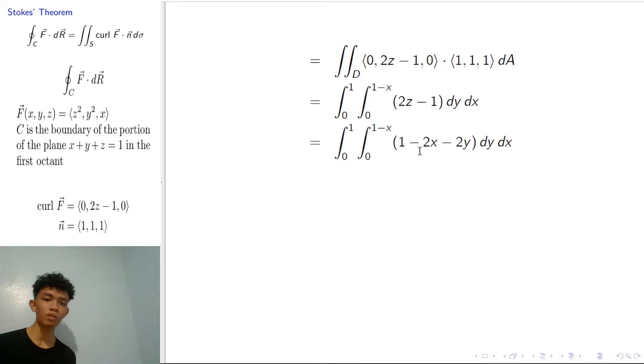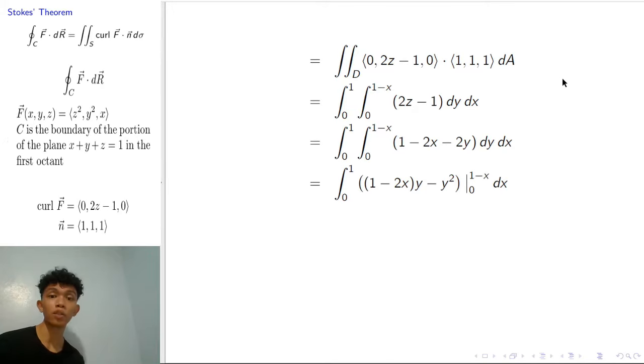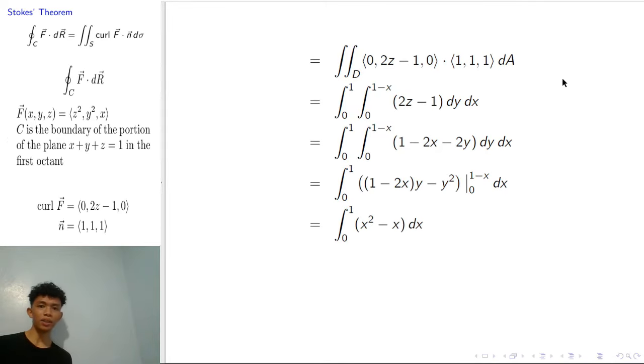The first two terms of this integrand do not have a y, so to integrate that is just multiplication by y. And then for the last term, you'll just have y squared over 2. The 2 will cancel out. This is for evaluation from 0 to 1 minus x. So you'll get 1 minus 2x times 1 minus x, and subtract from that the square of 1 minus x. This simplifies to x squared minus x. Kindly verify. For integration from 0 to 1.